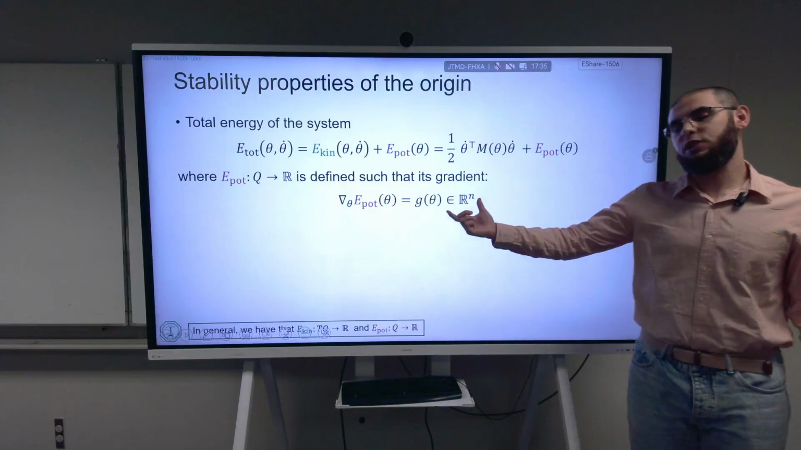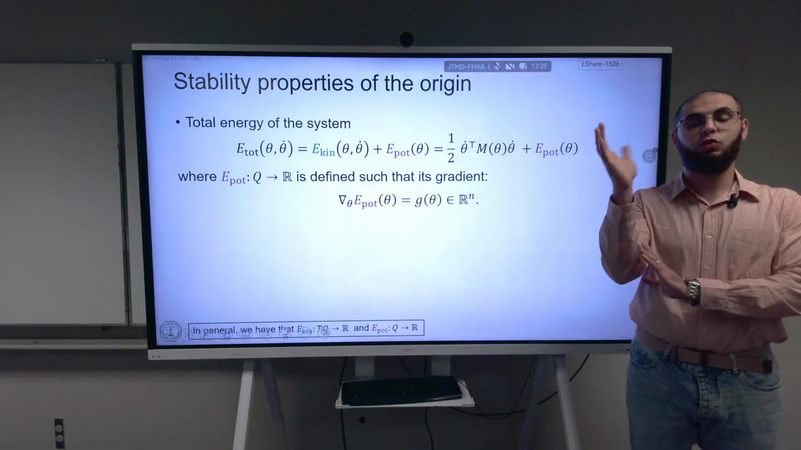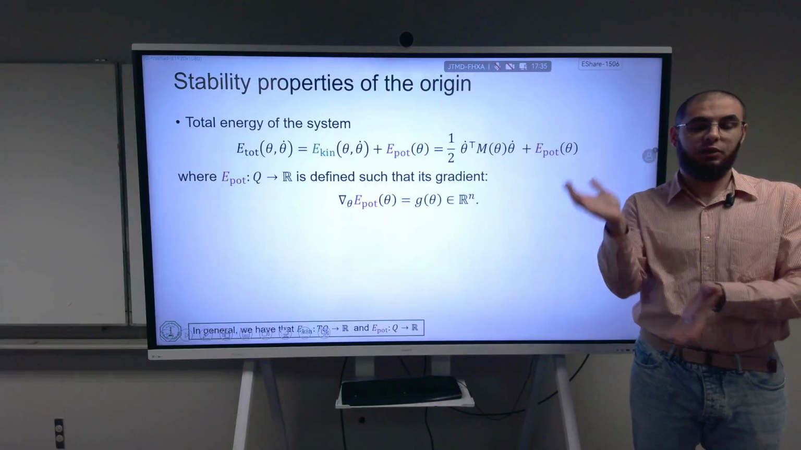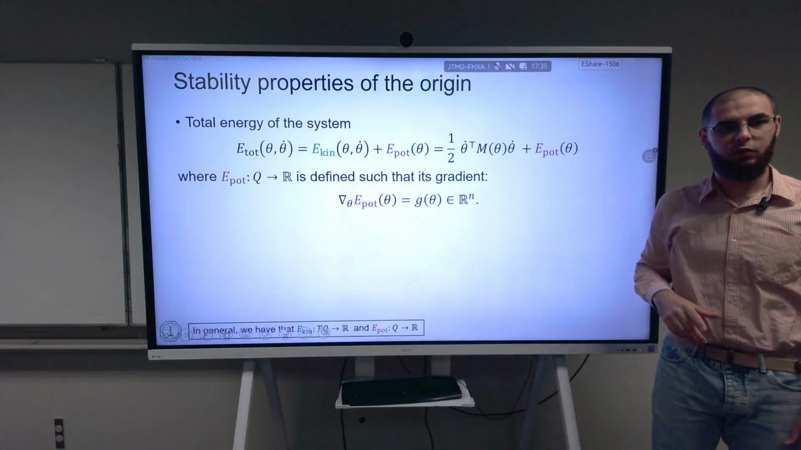So G is always a function of theta. You give it the theta, and it will tell you what the torques are. Some of the configurations will have zero torques, right? There is no gravity torque that will start to move it. For example, exactly the ones that we talked about when we talked about the equilibrium.